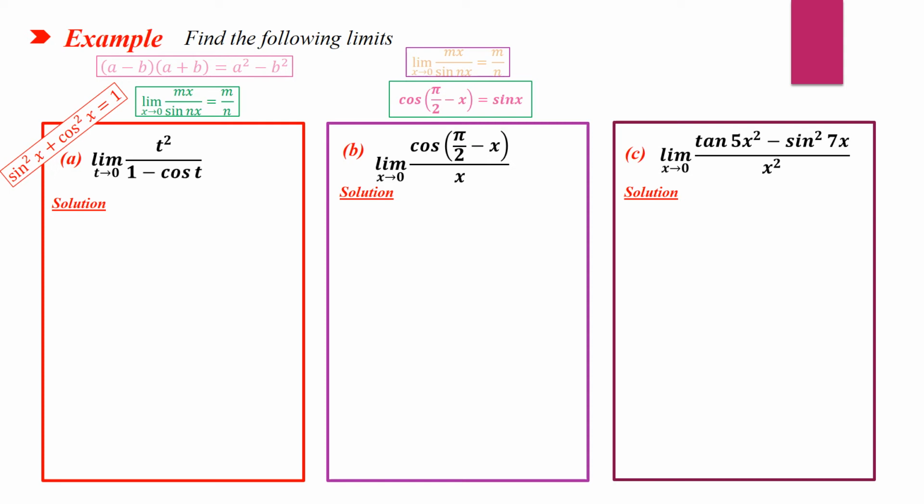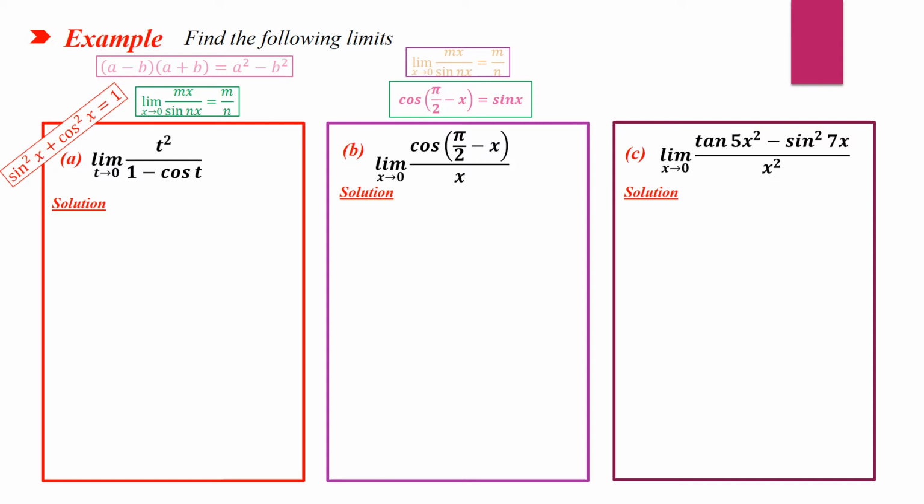Hi everyone, in this video we will solve some limit problems. So we will start with part A. Part A: limit of t squared divided by 1 minus cosine t when t goes to 0.